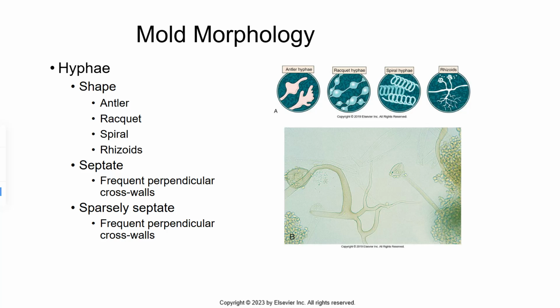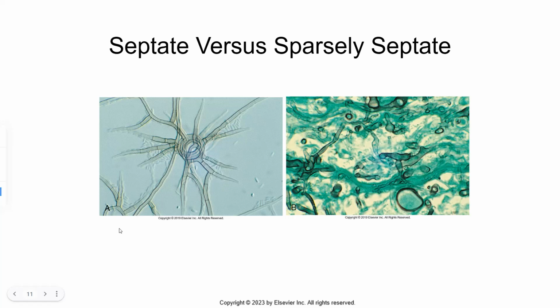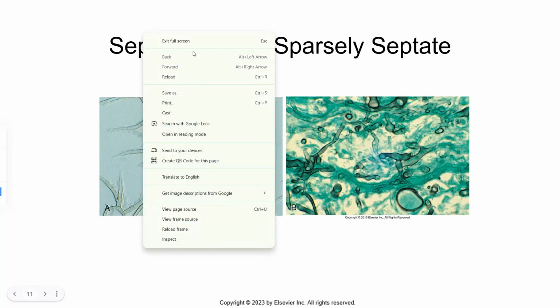For hyphae, we look at the shape, whether it's septate, sparsely septate, or aseptate. The shape could look like an antler, a racket, spiral, or rhizoids. Septate means frequent perpendicular cross walls. Sparsely septate means infrequent perpendicular cross walls.